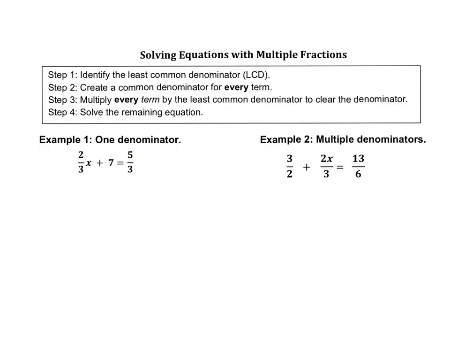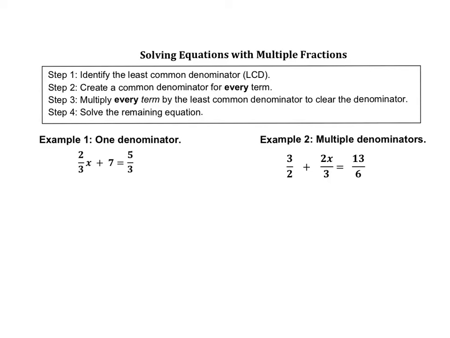When we solve equations involving fractions, or do any work with fractions, many of our mistakes end up being careless calculation errors. So one way to avoid this is to get rid of fractions at the beginning of the problem. Our steps are going to be to identify the least common denominator, create a common denominator for every term. Really, we're going to skip this step. Multiply every term by the least common denominator to clear all of the denominators, and then solve the remaining equation.